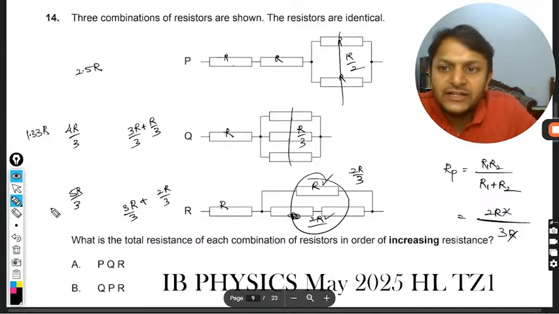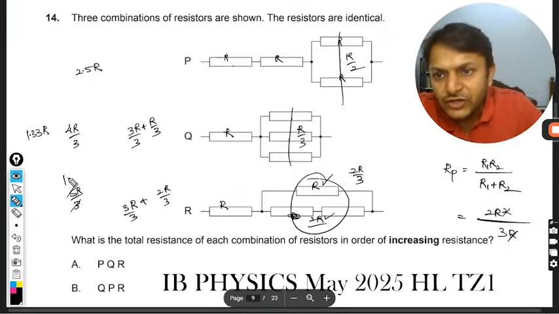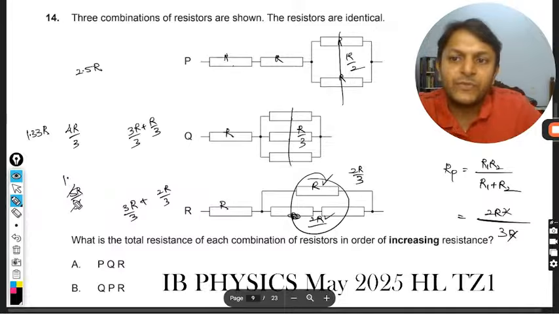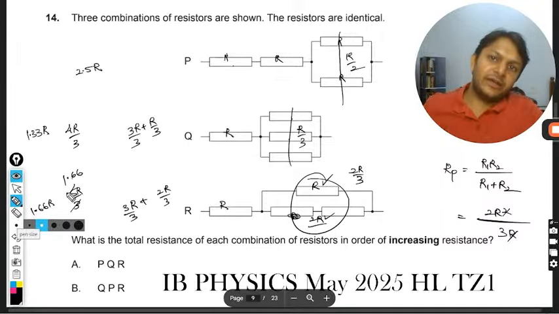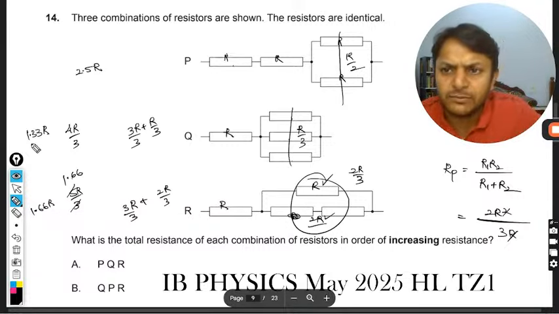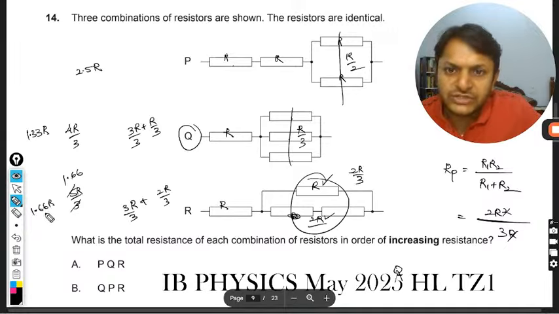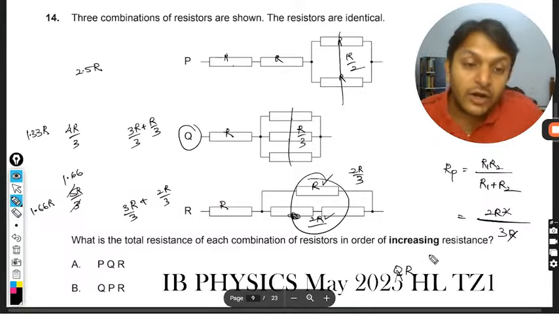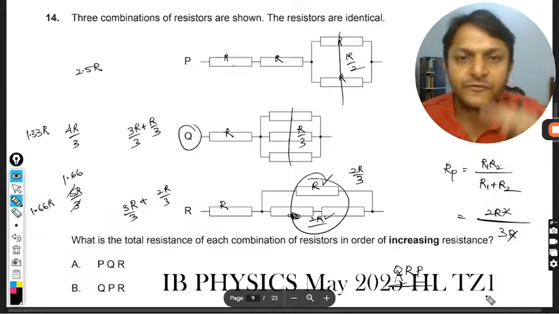Now you can just divide it. You have the calculator. You can do it on your calculator. I'm just doing it manually. So it will be 1.66R. Now we can compare, and we have to arrange all of them in increasing order of resistance. What is the minimum one? So minimum one is Q, 1.33, then 1.66 is R, and then P, which is 2.5R, is the maximum of them. So it will be QRP. That will be our final answer.